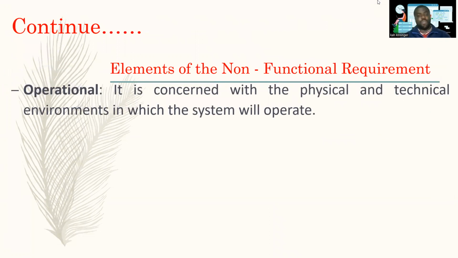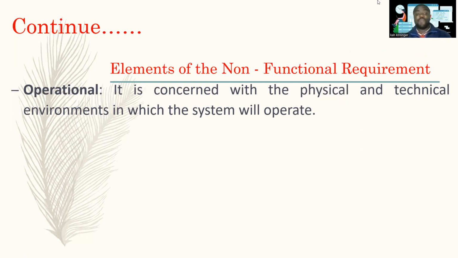The very first is the operational. It is concerned with the physical and technical environment on which a system will operate. Is it a Windows-based operating system platform, a Linux-based operating system platform, or a Mac-based operating system platform? So you must specify that this system runs better, say, on Windows. Is it from Windows 10? Because you can't take an app that is basically meant for Windows 7 and run it on Windows 10, based on some of those specificities.